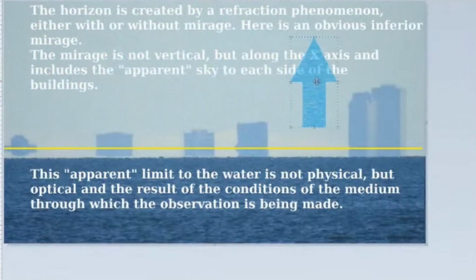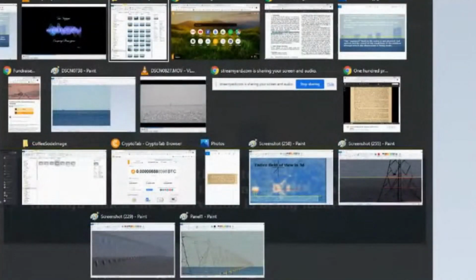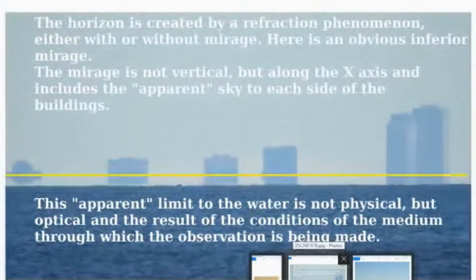Here is an obvious inferior mirage. The mirage is not vertical, but along the x-axis and includes the apparent sky to either side, I should say, either side of the buildings. This apparent limit to the water is not physical, but optical, and the result of the conditions of the medium through which the observation is being made. Okay? So what I want to do right now is show you, okay, there's this.